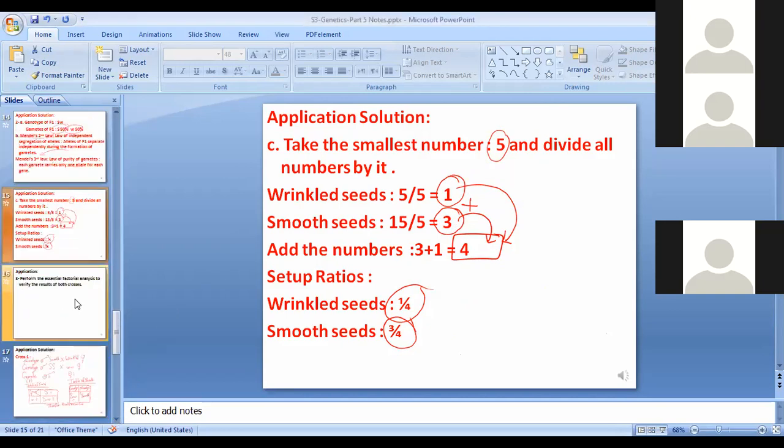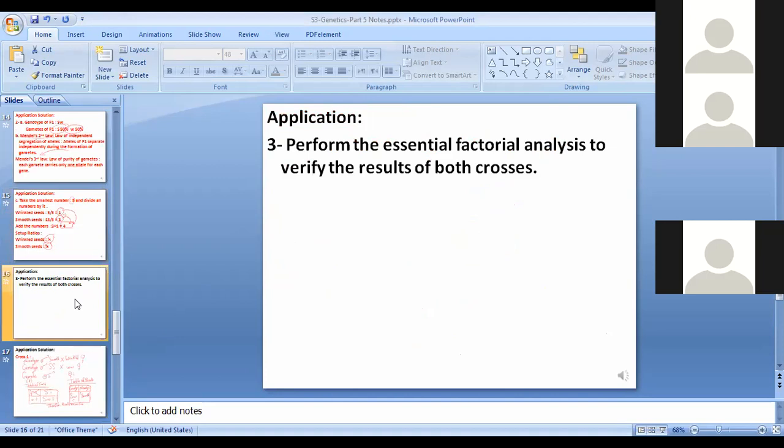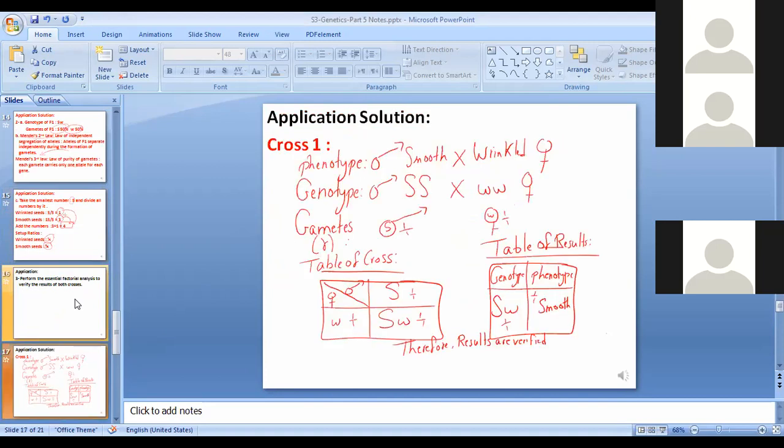Then they ask you to perform the checkerboard analysis to verify the results for both crosses. Cross 1, we cross smooth with wrinkled. Both of them are pure, both homozygous. So the smooth is SS crossed with WW. The smooth, we are going to work with proportion. 100% in percentage, and in proportion, I said this hundreds of times before, it is 1 over 1. And the wrinkled, WW, gives only one type of gamete, which is W.